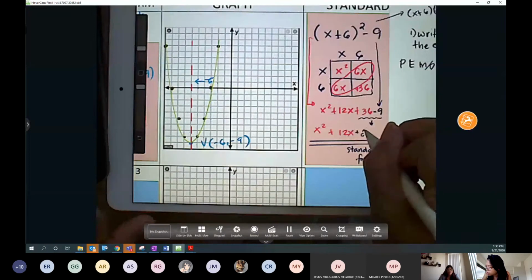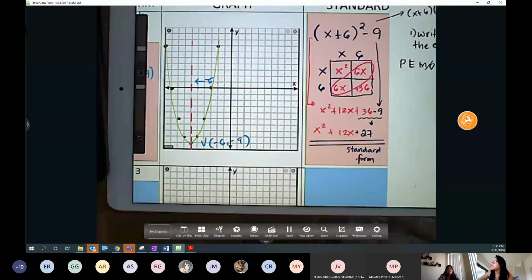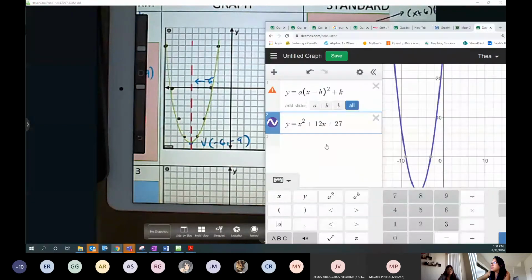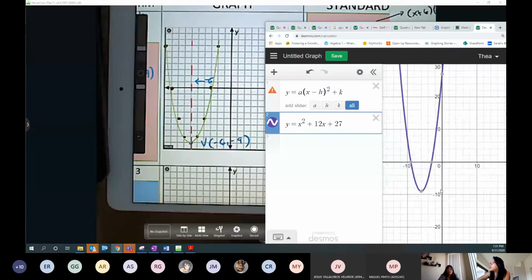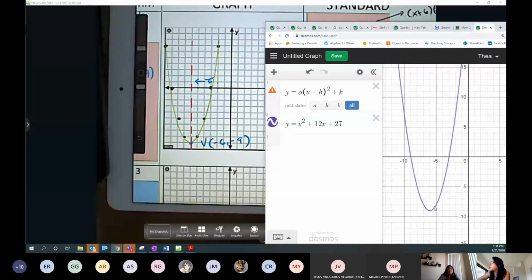So this should be 27. Okay, and going back to here, now we have the same graph that we have in here. It crosses on the -3 for the x-intercept as well as -9. So this is our correct graph.